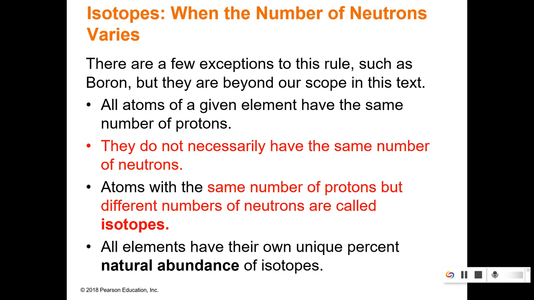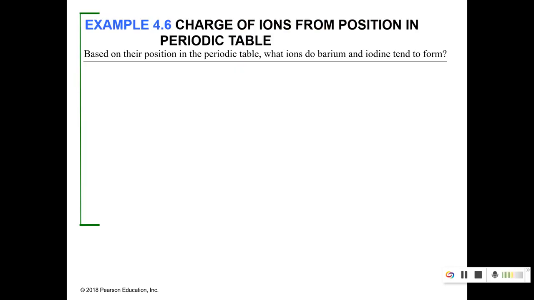Something else to note, they don't have to have the same number of neutrons. This has nothing to do with ions. These are now isotopes. So the definition of an isotope is the same number of protons, but a different number of neutrons. We haven't talked about neutrons yet, but this should have been before.